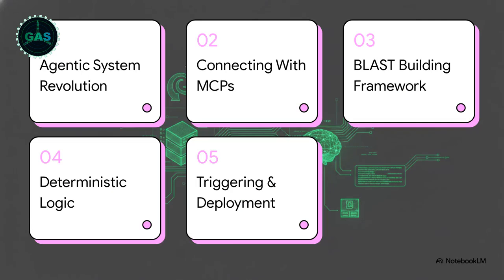So here is our roadmap for the Explainer today. We're going to kick things off with the agentic system revolution. Then we'll look at connecting everything with MCPs. After that, we dive into the BLAST building framework, followed by how we enforce deterministic business logic, and we'll wrap it all up with triggering and deployment.